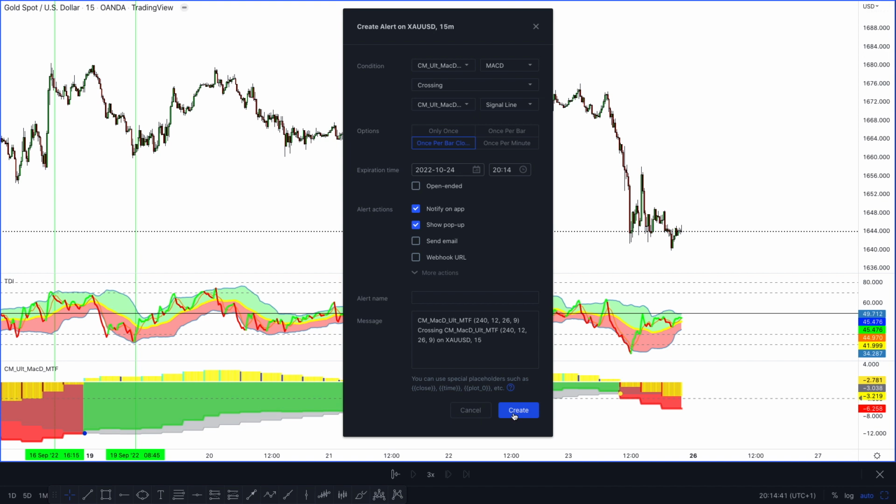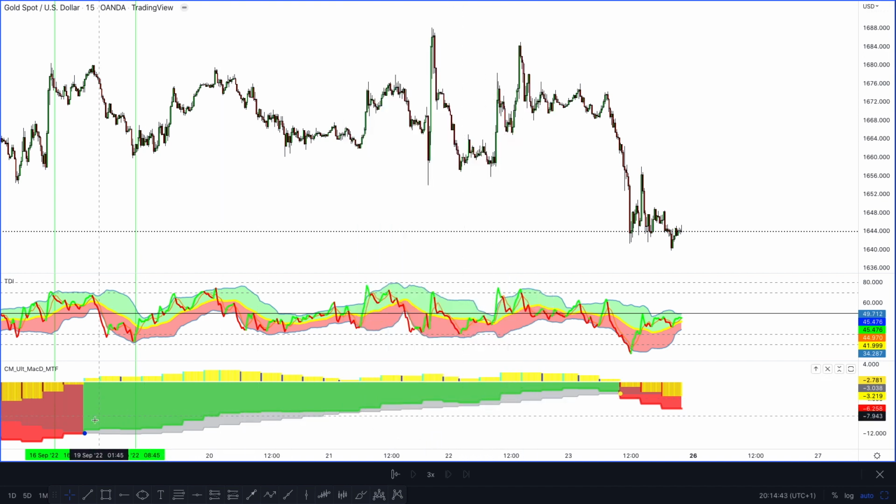And then once you set this up, what will happen is every single time this turns from green to red, you're going to get an alert. So if you set that on every individual pair that you're watching, every time it crosses over, you're going to get an alert.